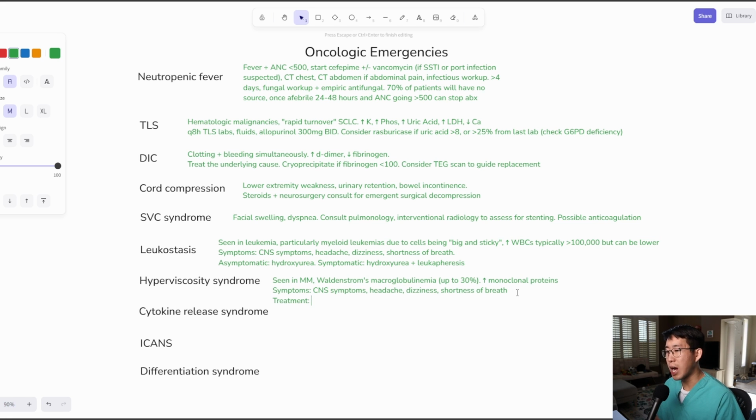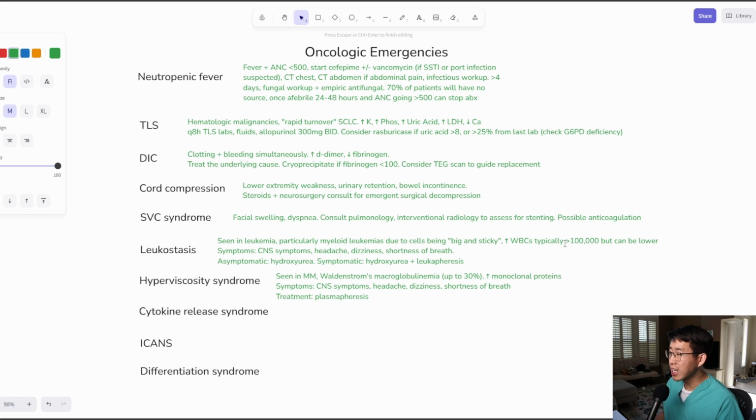In the case of hyperviscosity syndrome, you're going to be giving plasmapheresis, which would get rid of those monoclonal proteins. Oh, and finally, what is it called when you have white blood cells above 100,000? That is also known as hyperleukocytosis. So just because you have hyperleukocytosis does not mean that you have leukostasis, but of course it's a risk when you have the white blood cells that high.